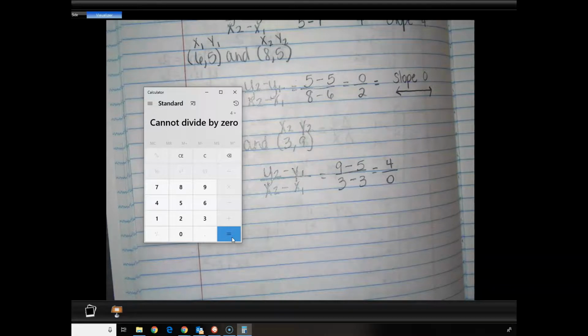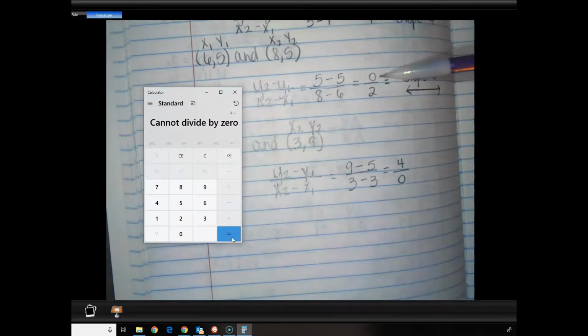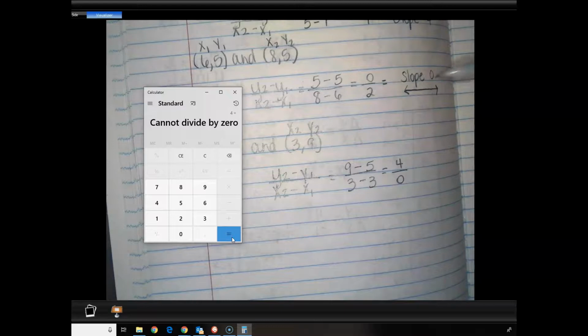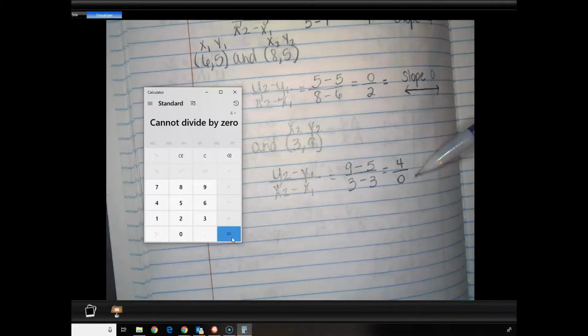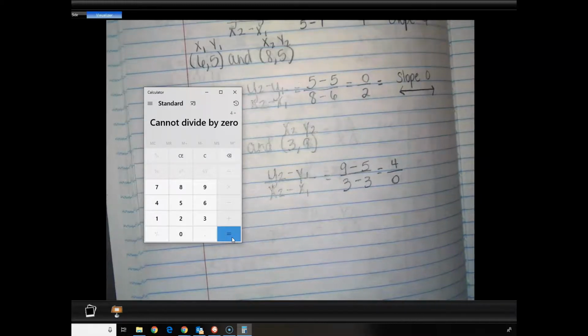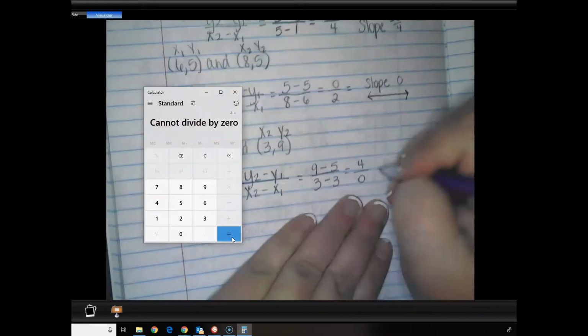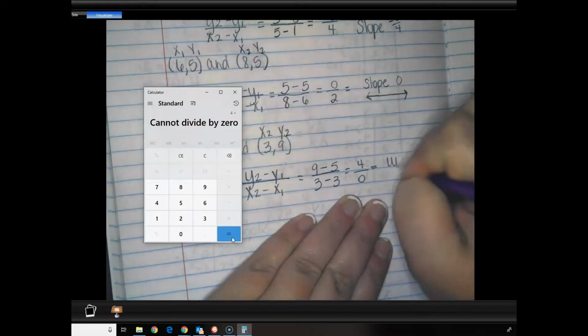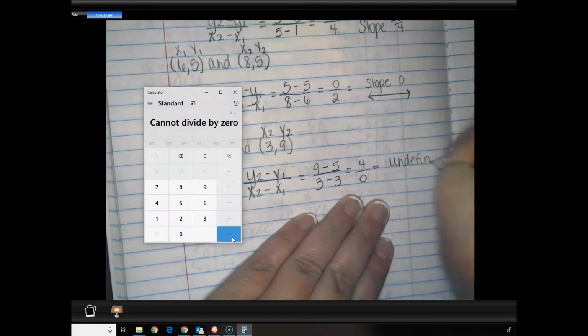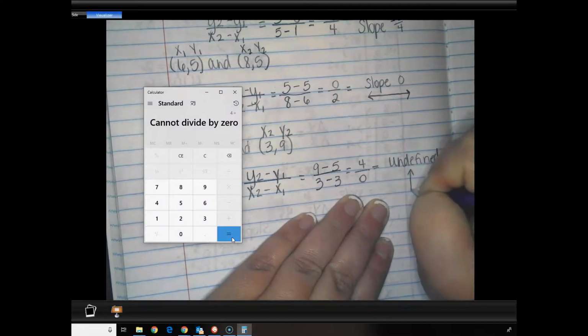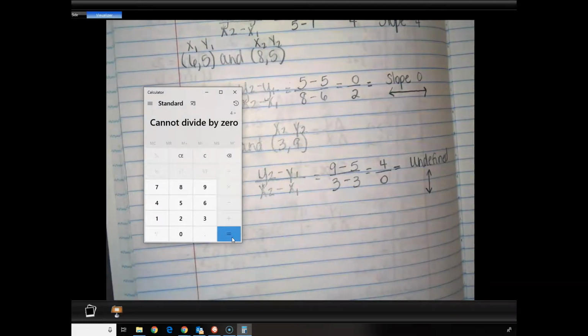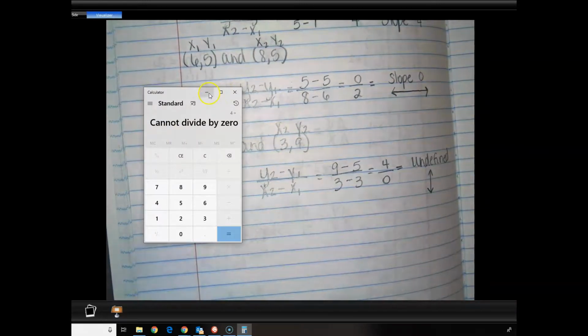That is true. So I want you to think about this. If I have 0 cookies and I divide those 0 cookies by 2 people, each of them is going to get 0 cookies. If I have 4 cookies and I divide it by 0 people, well, that doesn't make sense because there's nobody to divide it. So this is actually undefined, which is going to be a vertical line. All right. So those are our 2 special cases.